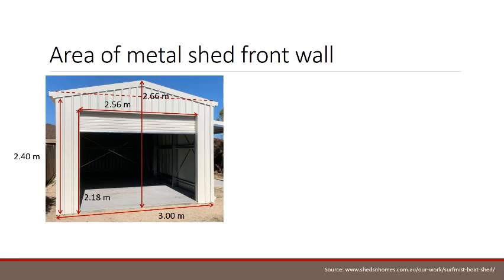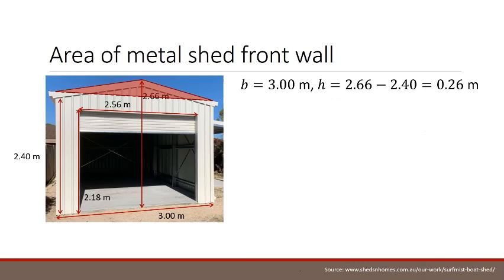And you can see if I put a broken line there, a dashed line, it breaks up into 2 shapes, and the top is a triangle. Quite a skinny triangle. And we can see the base is 3 metres. It's the same distance as the distance along the front. The height is 2.66 minus the 2.40, which is 0.26 metres. To find the area of that triangle, it's a half BH. So it's a half times 3, the base, times 0.26, the height, which is 0.39 metres squared.